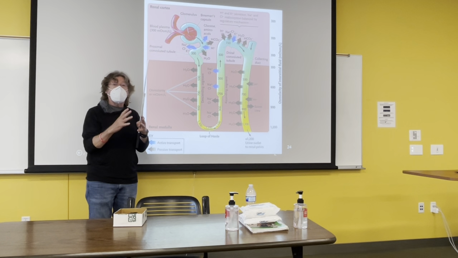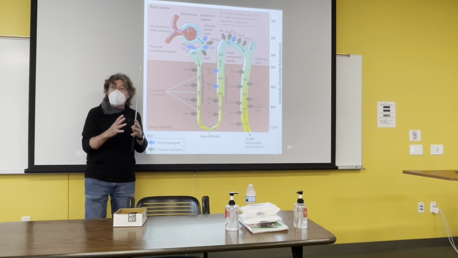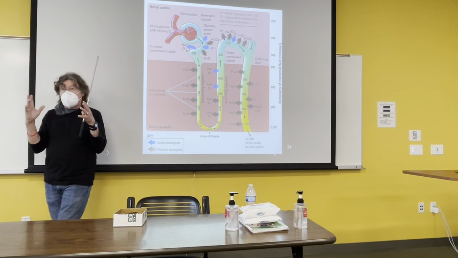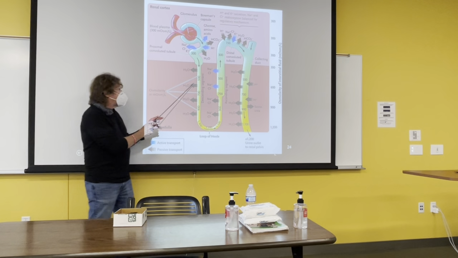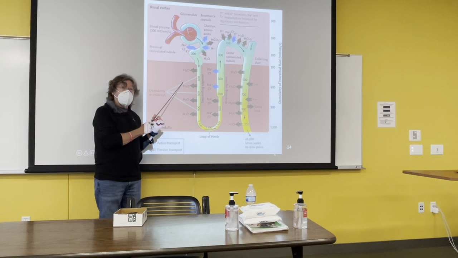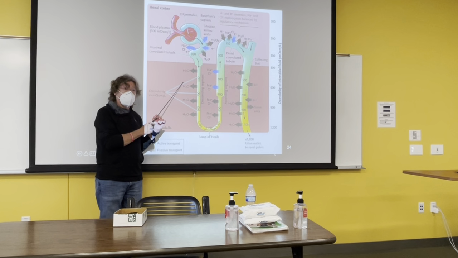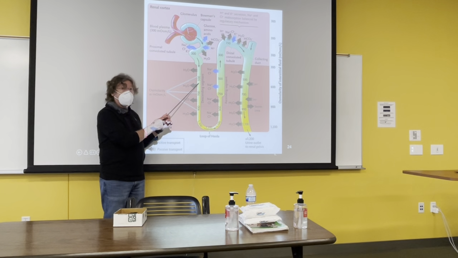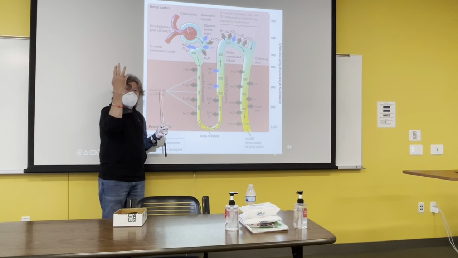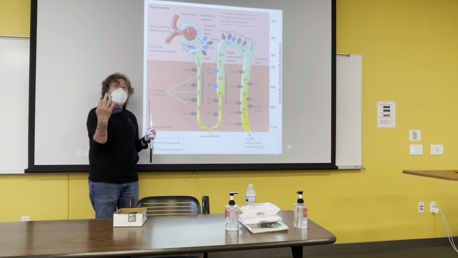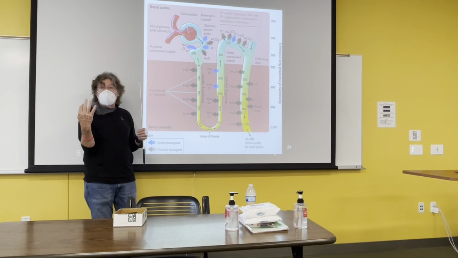And as water moves out, the salts become more concentrated, until they reach equilibrium, because the salts can't move. It's impermeable to sodium chloride. So this salt gets concentrated until it's at the same level as outside. Now what's happening to this water? It's going into the vasa recta. It's coming out of the loop of Henle into the vasa recta, those capillaries right next to the descending loop of Henle.